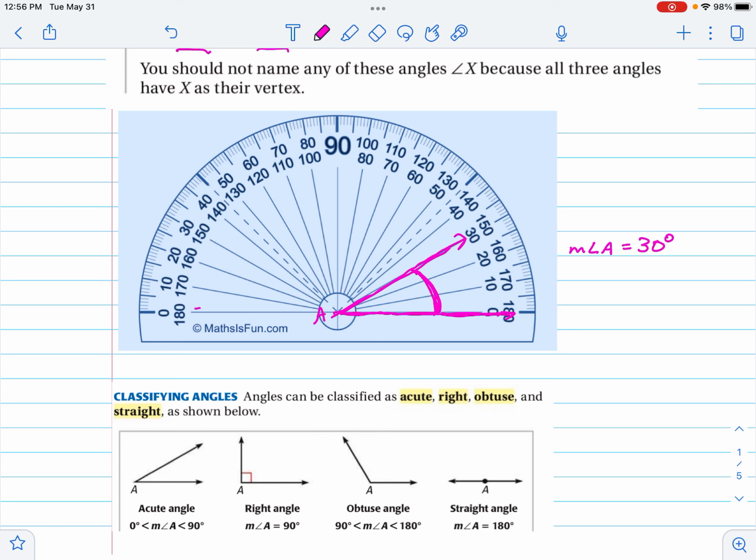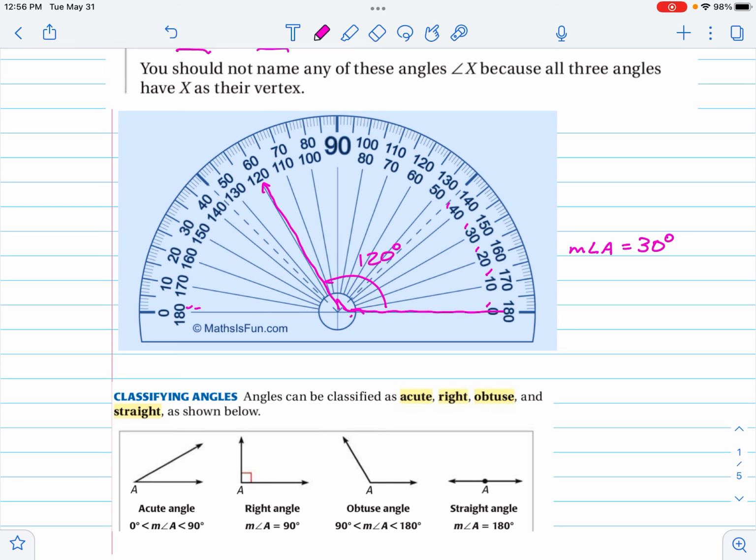Now, on the other hand, let's look at a different angle. Notice the way this protractor is set up, it has 0, 10, 20, 30, 40, all the way down around to 180. And if one of the sides is here, and let's suppose the other side is over here like this, and we're talking about that angle right there, well, this angle is going to be 120 degrees.